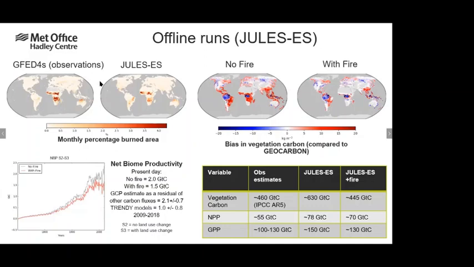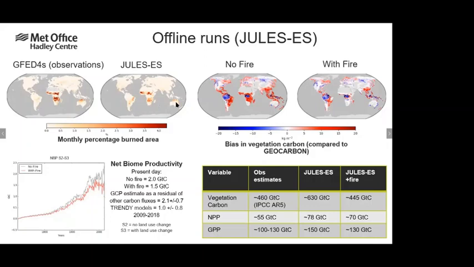Over on the left, we've got monthly percentage burned area from GFED observations compared to the JULES-ES runs. You can see that the model does a pretty good job at reproducing the spatial distribution of burnt area that we see in the observations, although there are some areas where we see too much burnt area, over South America for example, or slightly less than what we see over the African continent.